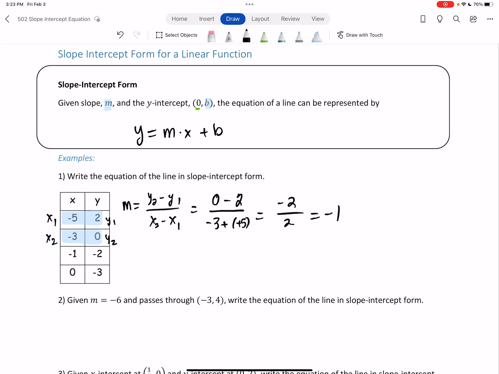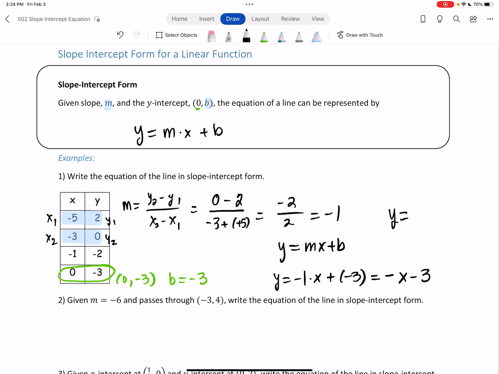Now we need to know the y-intercept. The y-intercept is the value of the function when x is 0. So here in this last row, x is 0, and y is negative 3. That's the point 0, negative 3, so the b in my equation is going to be negative 3. When I write my equation, y equals mx plus b, I know that m is negative 1 and b is negative 3. Now we don't normally write things like this. Negative 1 times x is just negative x, and plus a negative 3 would be minus 3. So the equation of this line in slope-intercept form is y equals negative x minus 3.